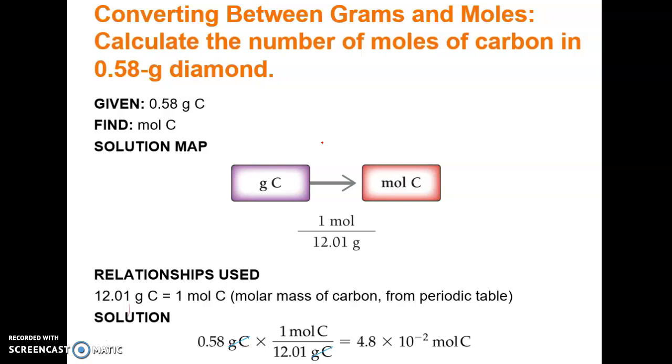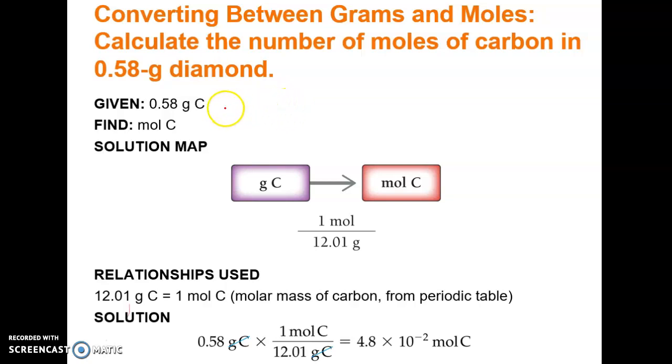Okay, so in this video, we're going to learn to convert grams to moles and moles to grams. This is really important in doing future calculations in chemistry class. All right, so calculate the number of moles of carbon in a 0.58 gram diamond.